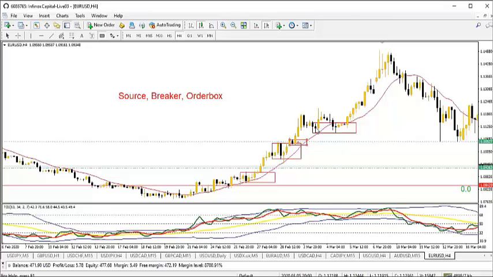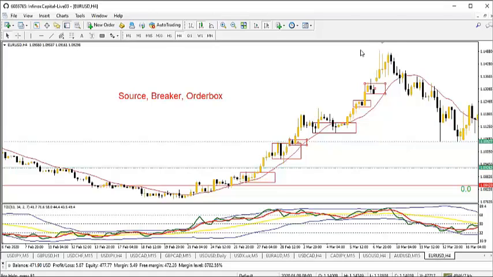right here, responsible for this push up. When the market was coming down, it couldn't break this order box to the downside, and the market pushed up again. And then we have another order box right here. Now, if you look at this order box you are seeing here, this one, can you see it? Yeah, it pushed the market up to this point.